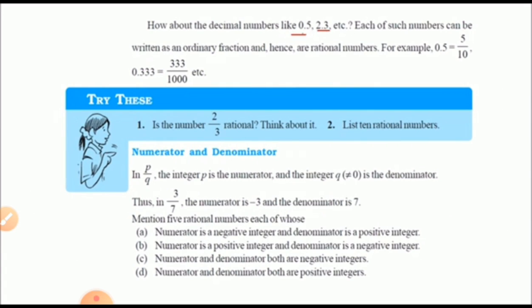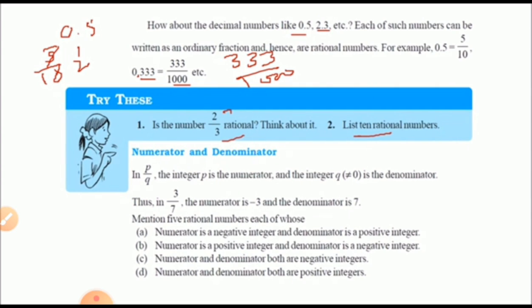0.5 means 5/10. 2.3 means 23/10. Same way, 0.333 gives you 333 divided by 1000. Clear? Then you can try the blue color. I think you all have the textbook, either a physical or a PDF format. Try it and see. Otherwise you can see from here and try it.